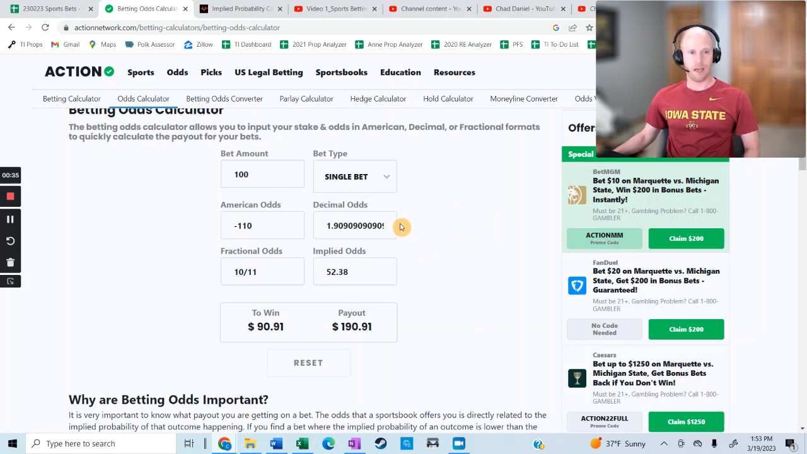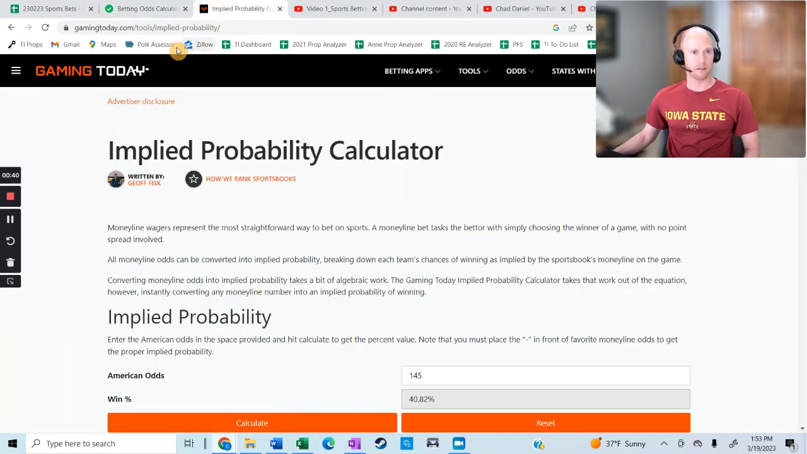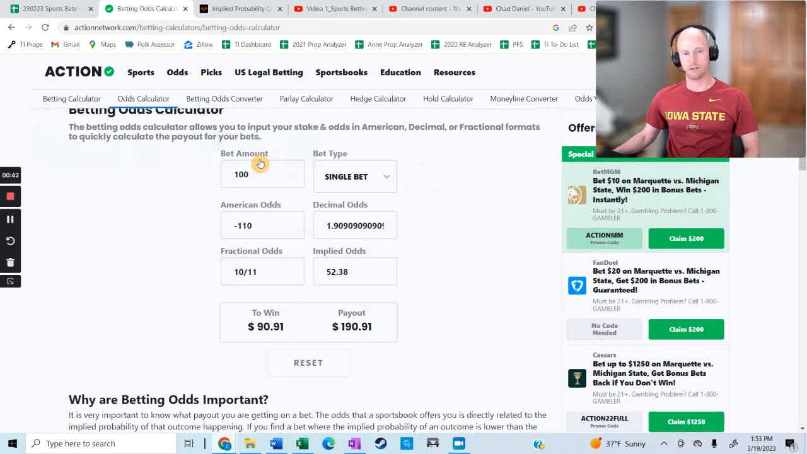I don't really have any favorite websites. You'll see I use Action Network here, and you'll see Gaming Today here. I just go to Google and search sports betting. The math behind these is relatively simple, so there are lots of calculators and descriptions out there. So first we're going to describe a $100 bet, and very commonly you'll see odds at minus 110.